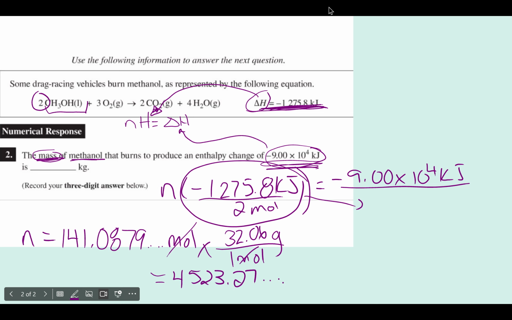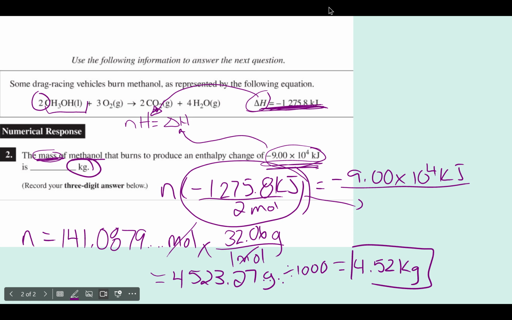But notice that the unit they want it in is kilograms, and the number we have here is in grams. So we could just divide this by 1,000 because there's 1,000 grams in 1 kilogram. And when we do that, we get 4.52 kilograms. And so that is our answer.